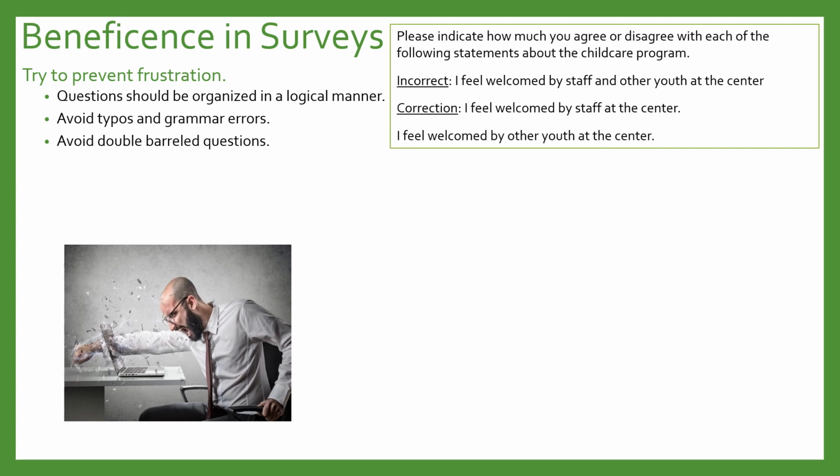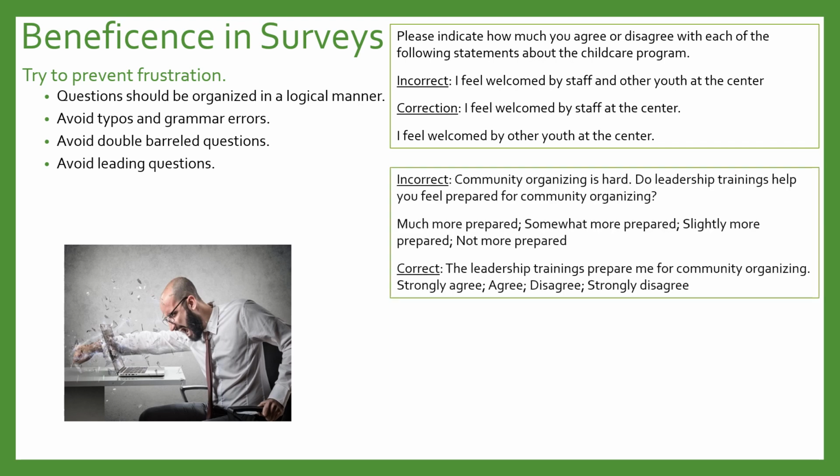So instead, you could ask two separate questions, one that taps into the staff and one that taps into the youth at the center. Also avoid those leading questions that I mentioned earlier that can lead participants in a certain direction. So for instance, instead of asking a question that says, community organizing is hard, do leadership trainings help you feel prepared for community organizing on this scale here? You're leading them towards it's hard, right? So instead, you could put, the leadership trainings prepare me for community organizing, and ask them how much they agree or disagree. You're not leading them in any direction, and you're not even letting them think about preparedness.